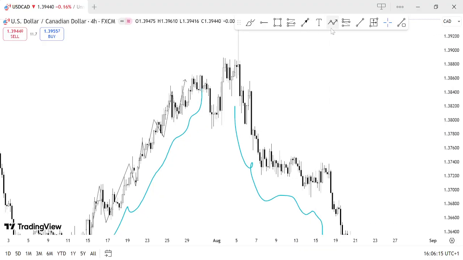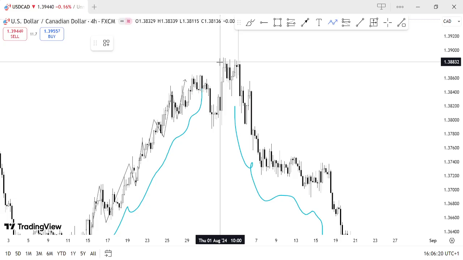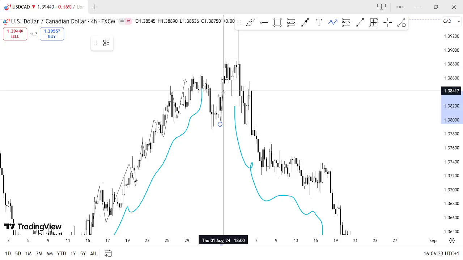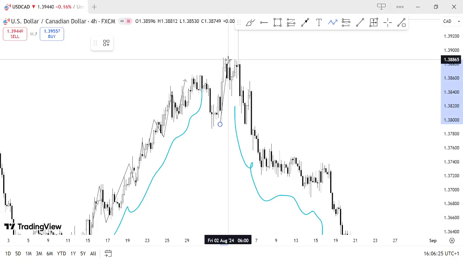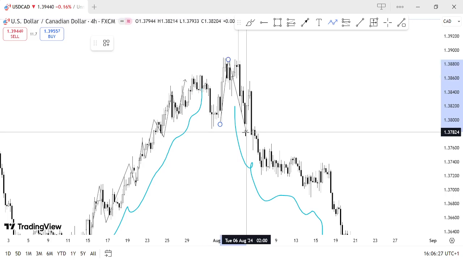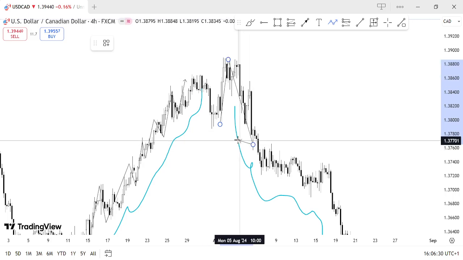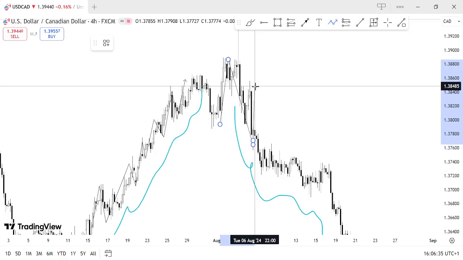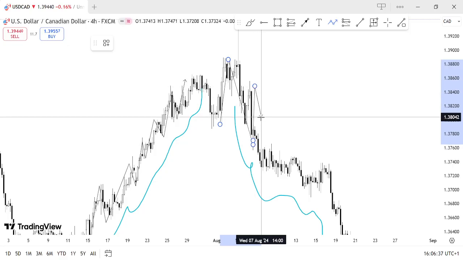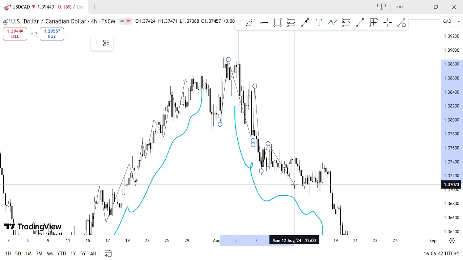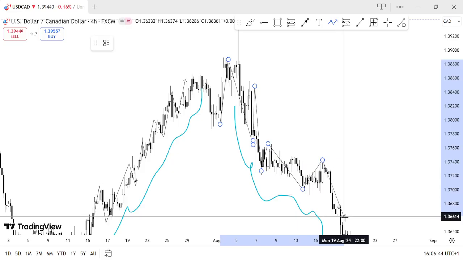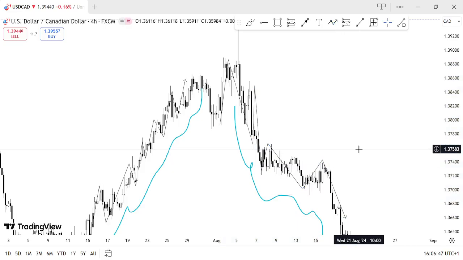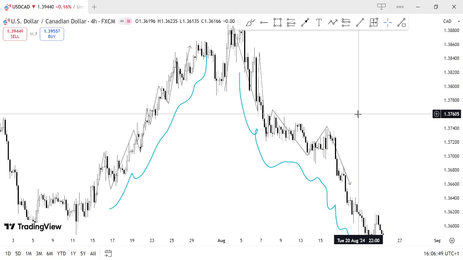Let's take for instance this low right here, and this is a high. So from this low right here, we can see this movement to this high, but then we form a new low lower than the previous low. So that's called a lower low. Then we form a new high lower than the previous high. That's a lower high. Then a lower low, lower high, lower low, lower high, lower low, and so on. That's how the structure is on the downtrend.